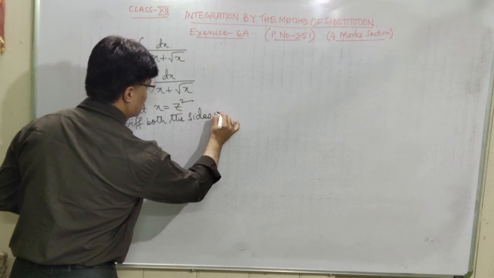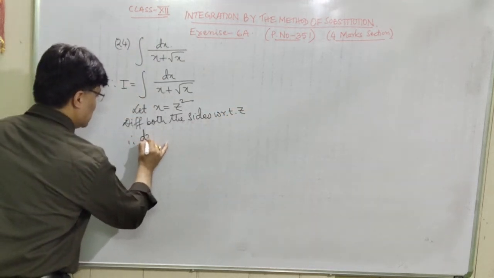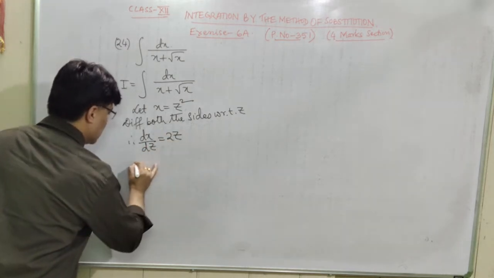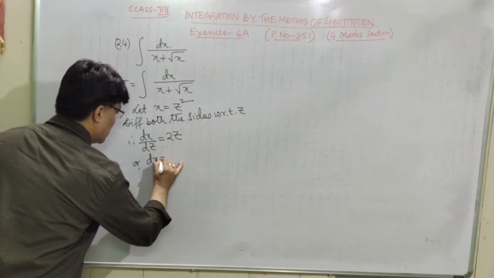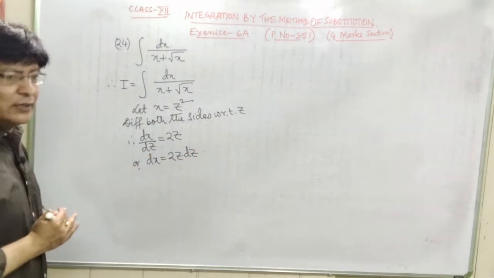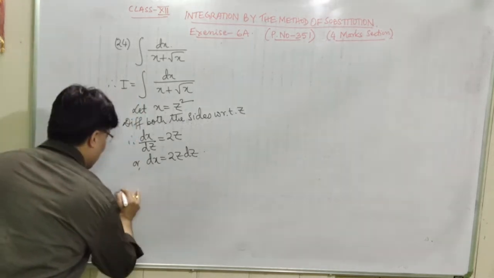Differentiating both the sides with respect to z. So this is dx by dz is equal to 2z. You can do cross multiplication. dx is equal to 2z dz. So here dx is equal to 2z dz. Is that clear? So let us put it in I.